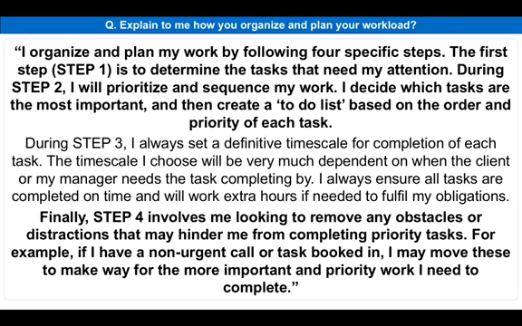So that demonstrates that you've got a number of steps that you follow to make sure all of your work is organised and it is planned well in advance. So that shows that you are an organised person.